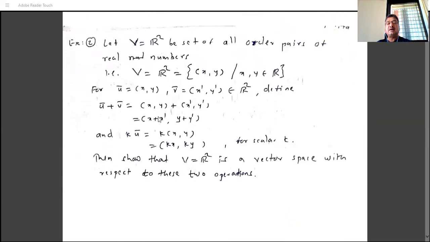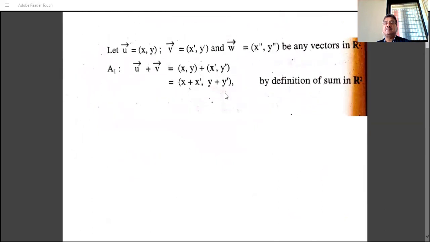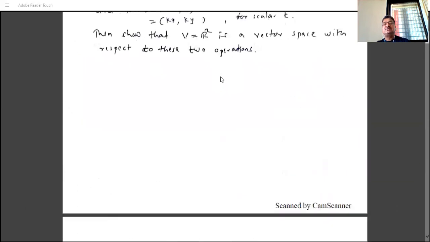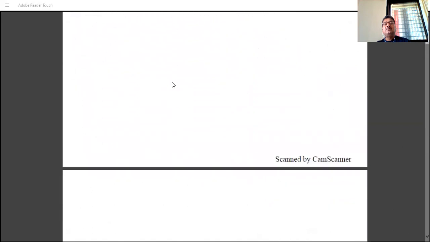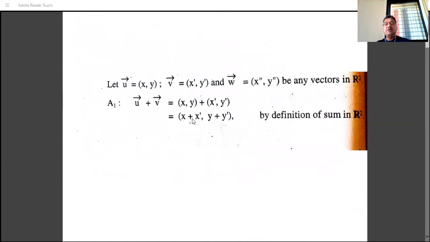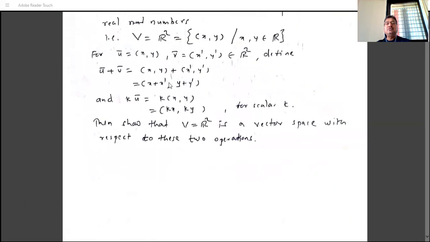It is given in the example. What is the addition of the two vectors? We take the addition of two vectors like this. So here the addition is x plus x dash, y plus y dash, by definition of sum in R2. This sum, how do we have to take this sum? It is given in the example. So we have to take the sum as given in the example. Don't use your usual definition of addition or scalar multiplication. What is given in the example? So you do the addition as given in the example.